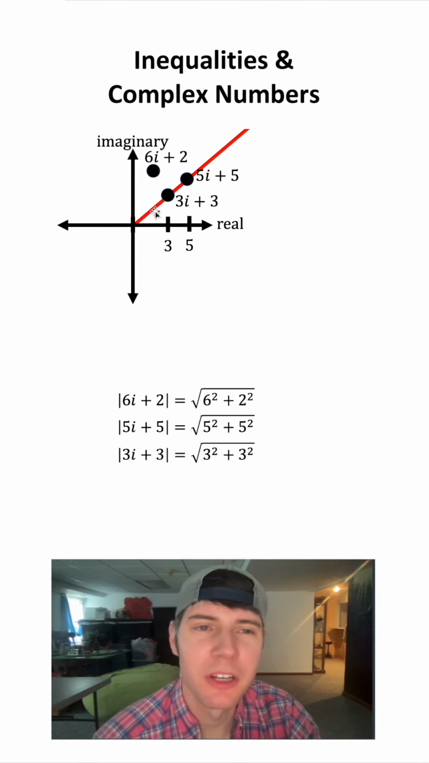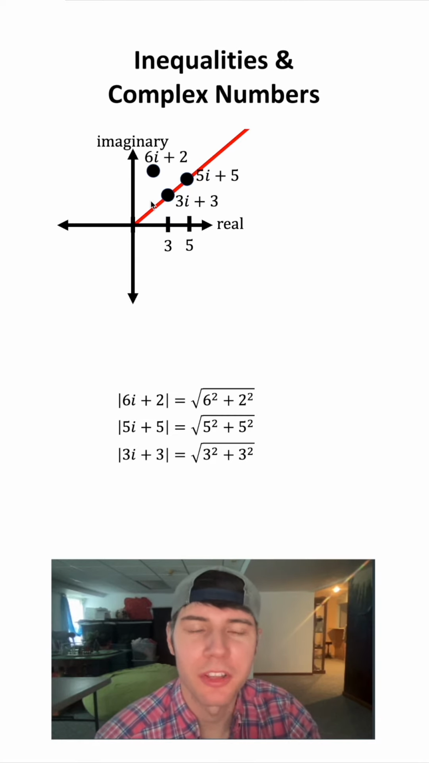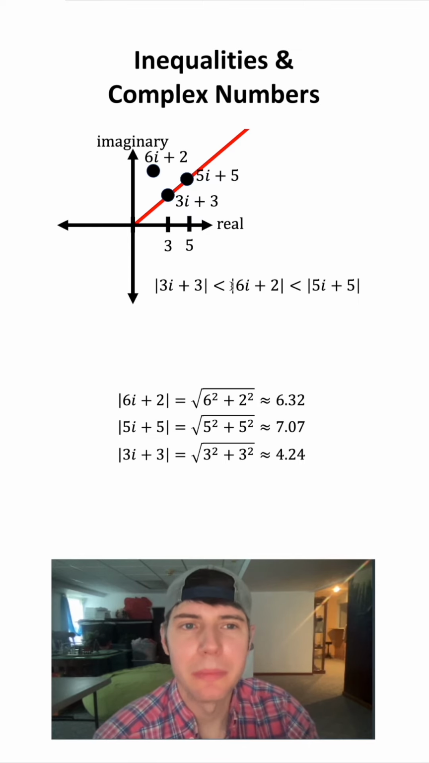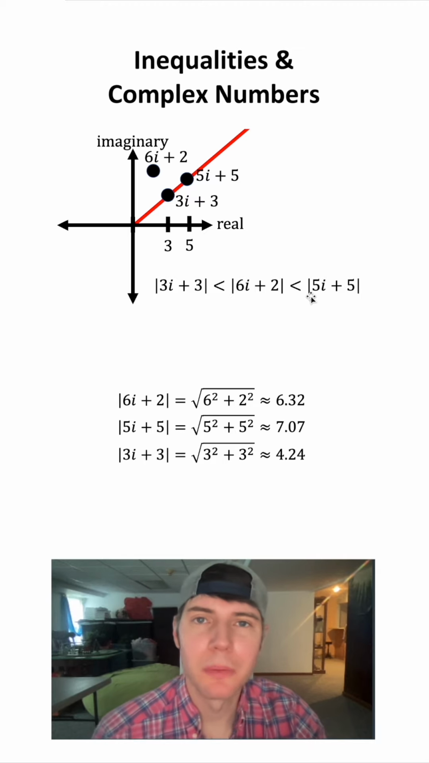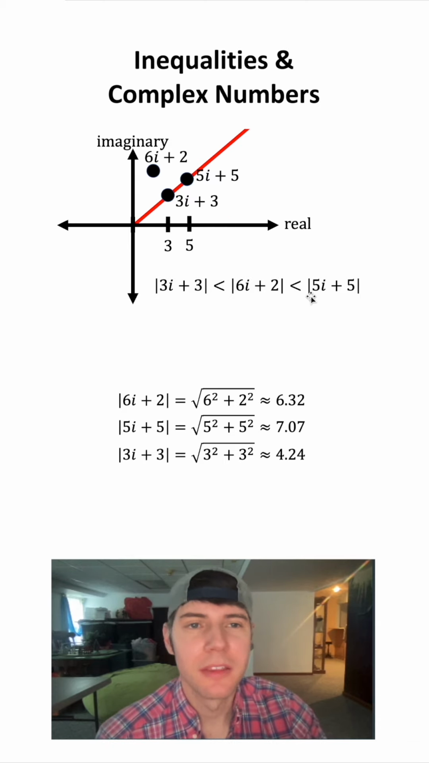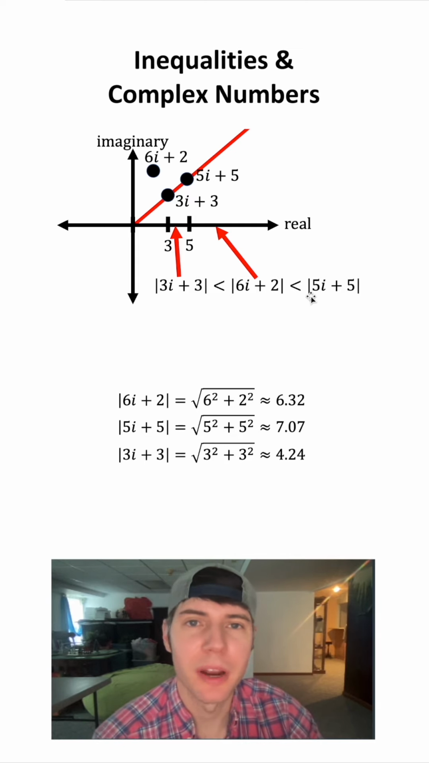Using the distance formula or the Pythagorean theorem, we can find out how far they are from the origin, and here's the decimal approximations for each of them. It would be correct if we made this inequality statement about the magnitudes of them. The reason for this is because we can put these magnitudes in a linear order. We can plot them on the real number line. The magnitude of 3i plus 3 would be right here around 4.24. The magnitude of 6i plus 2 would be right here around 6.32, and this one would be right around 7.07.